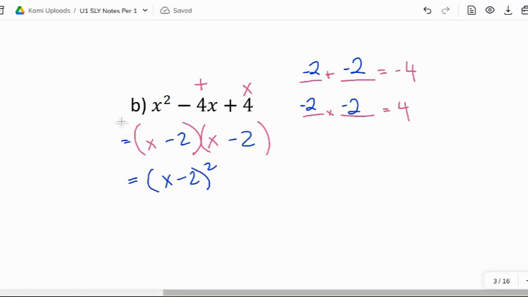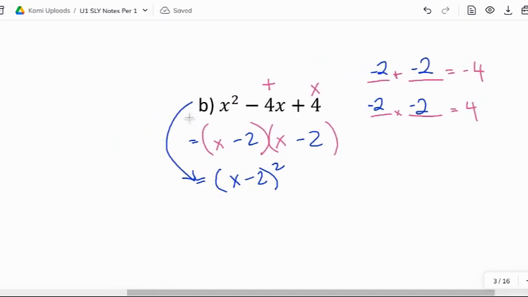And we will come back to it because this is actually a shortcut, and I'll be looking for that in the diagnostic. Okay, I won't mark it wrong, but if you don't find this shortcut, it means you don't yet see the perfect square trinomial. I'm going to call it a perfect square trinomial, also known as a PST.